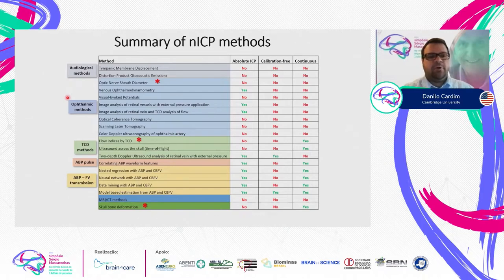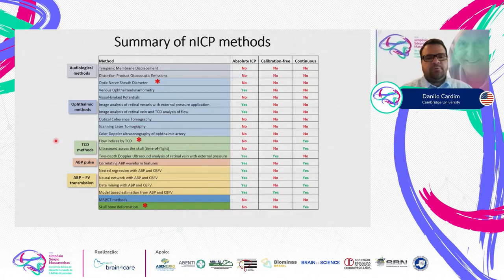We have ophthalmic methods that have this crosstalk between the brain and the eye. So we have several described techniques. For example, we have the optic nerve sheath diameter as one of the most described techniques in the literature. And then we also have methods that are based on ultrasonography, mostly relying on transcranial Doppler ultrasonography.